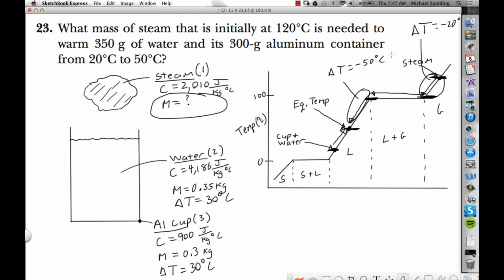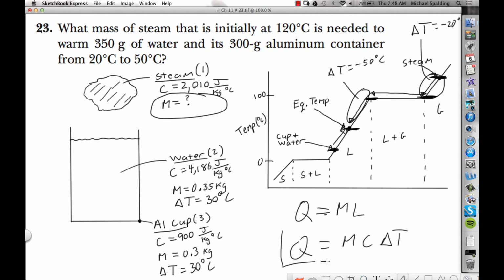Negative 50. One thing you've got to realize is the specific heat for steam is not the same as the specific heat for water. Steam and liquid water have different specific heats. I'm going to give you the specific heats; you don't have to memorize them. The equations you're using are Q equals ML, and Q equals MC delta T.